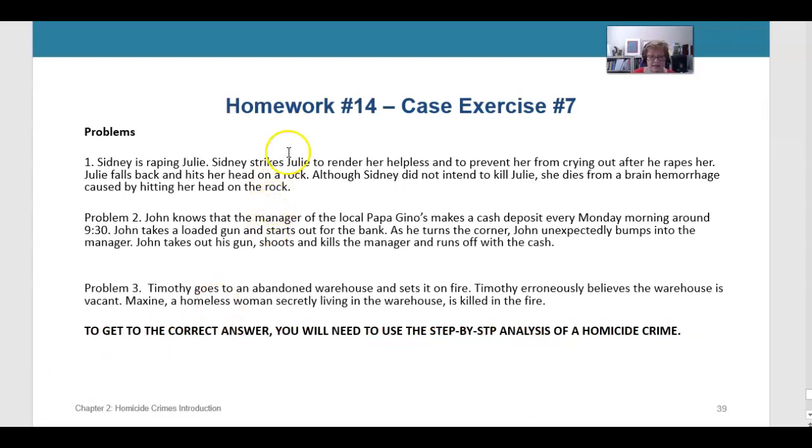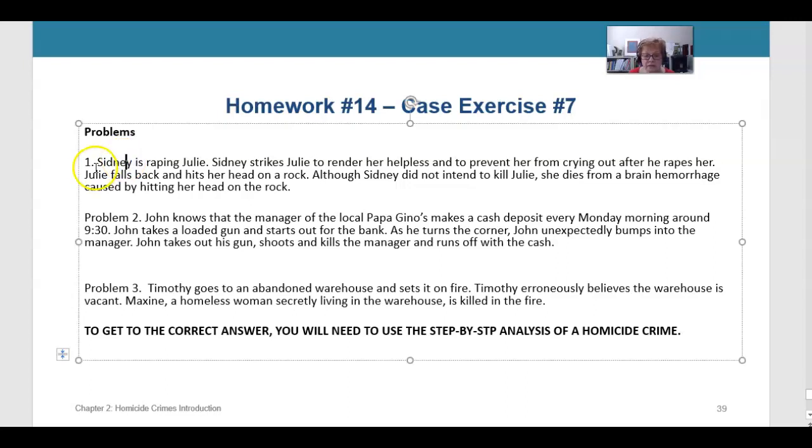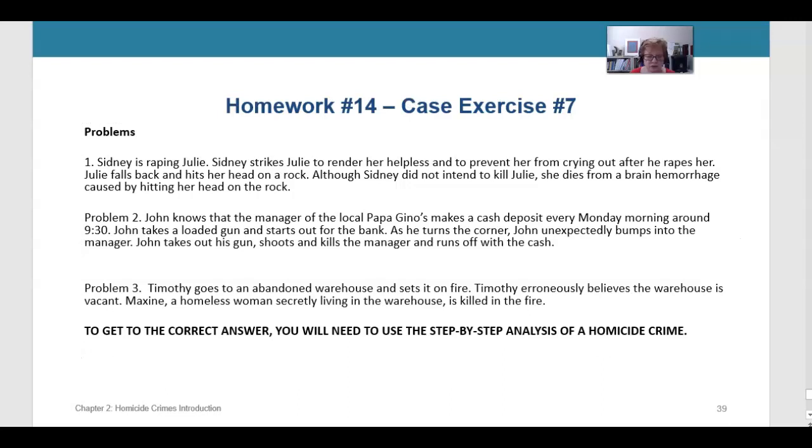Okay, and so case exercise 7, problem 1 involves a rape before a death. I'm not going to give you a clue. You will get the right answer if you use the step-by-step analysis, and if I spell it correctly. The same with problem number 2 and the same with problem number 3. You are only assigned one of those problems. So please do the one that you've been assigned.